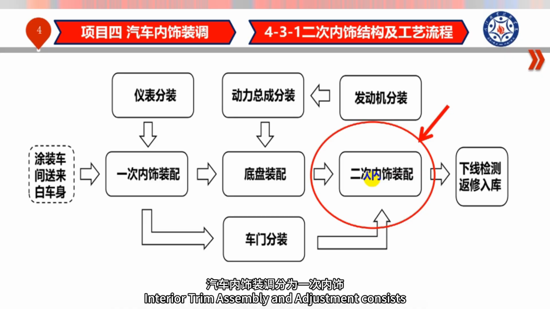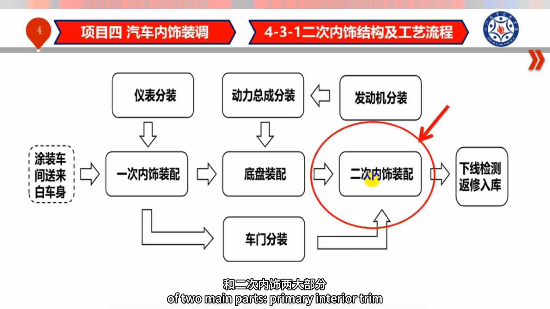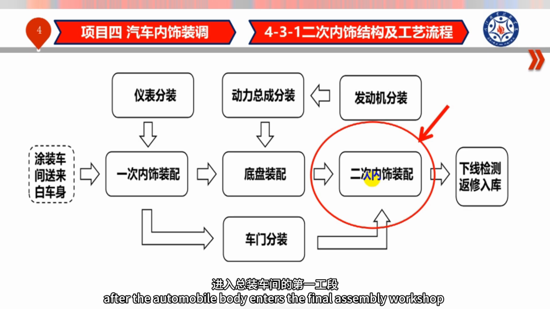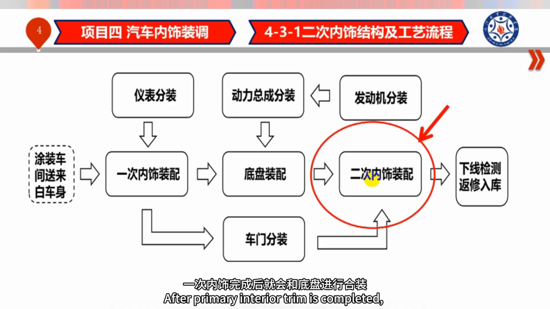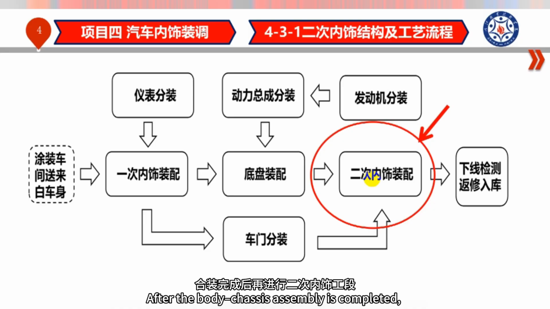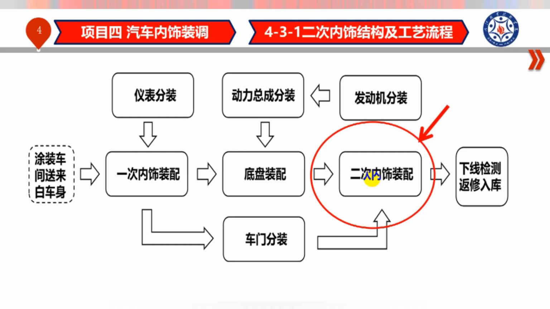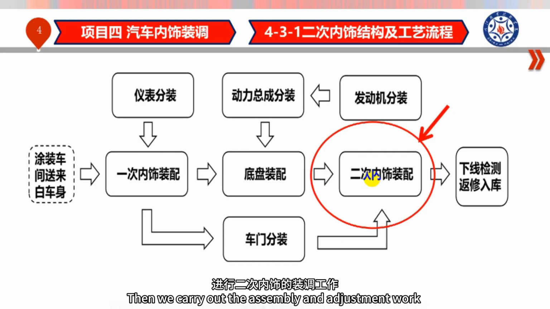Interior trim assembly and adjustment consists of two main parts: primary interior trim and secondary interior trim. Primary interior trim is the first section after the automobile body enters the final assembly workshop from the paint shop. After primary interior trim is completed, the body is assembled with the chassis. After the body chassis assembly is completed, we move to the secondary interior trim section. Then we carry out the assembly and adjustment work for secondary interior trim.